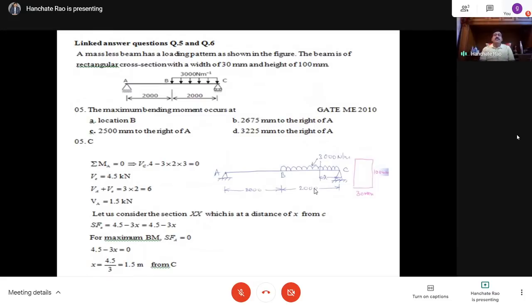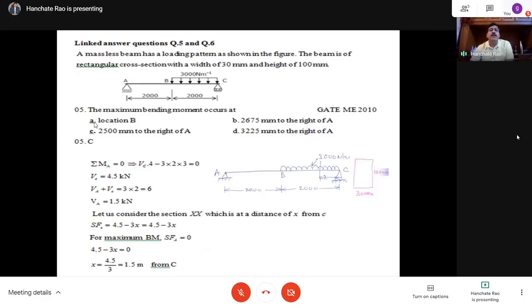A massless beam ABC has loading pattern as shown in the figure. The beam is of rectangular cross section with a width of 30 mm and height of 100 mm. So the beam is 30 by 100. Along the span, it is loaded. It is a 4 meters length. So the right half portion is loaded with a UDL with 3000 newtons per meter intensity.